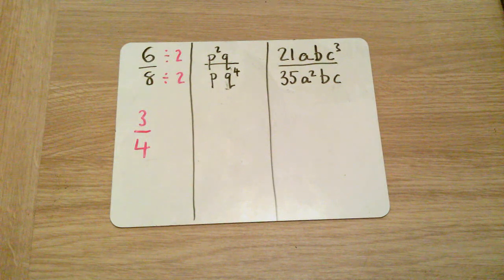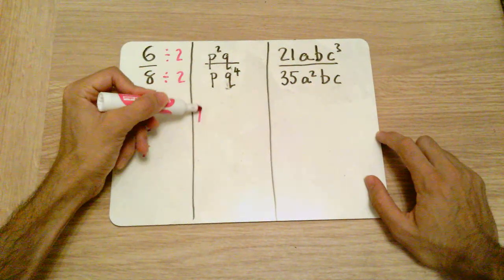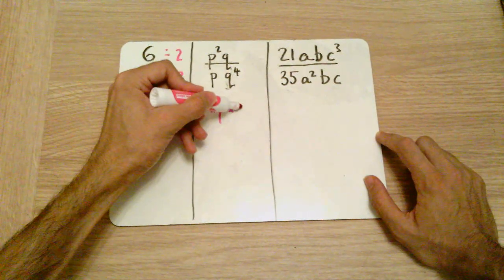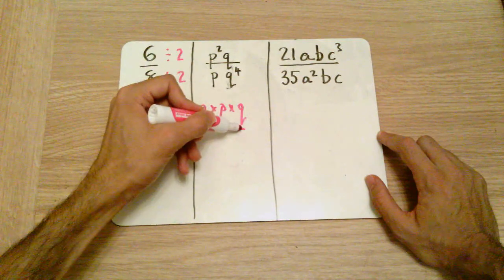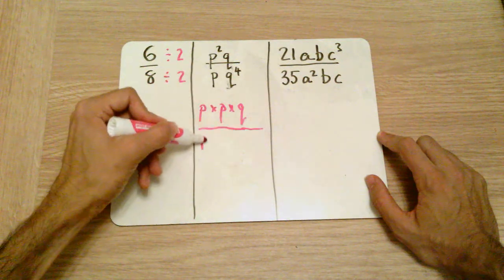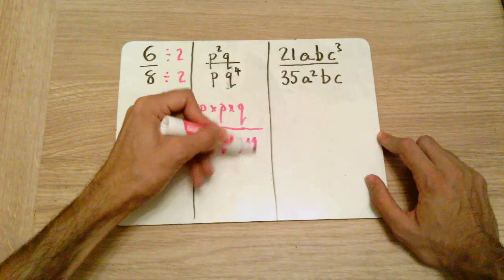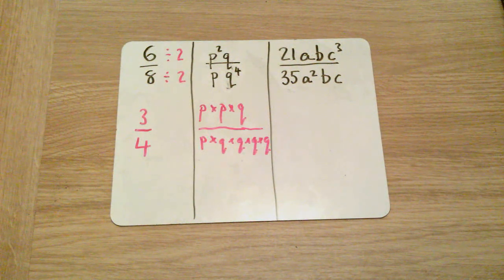We now come to the middle column. We're now going to incorporate some algebra, but we're going to apply the same principle. P squared q is the same as P times P times q. And on the bottom, P q to the 4 is the same as P times q times q times q times q. We need to divide top and bottom here by something that's common to both.